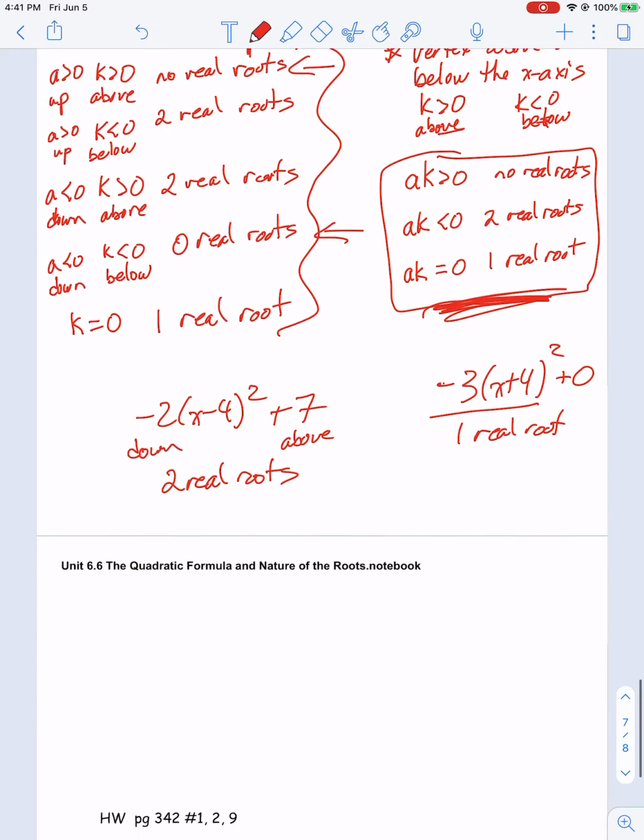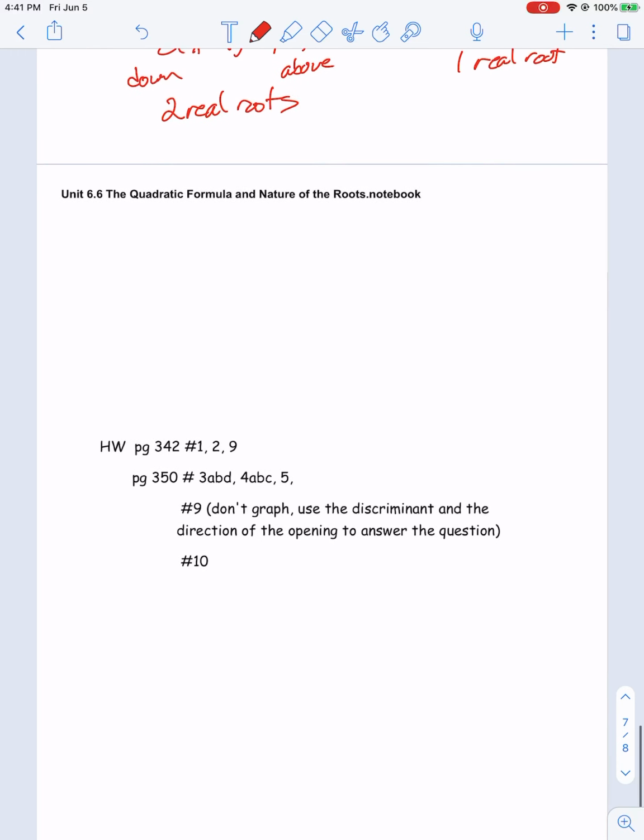Okay, so here's your homework. Page 342, numbers 1, 2, and 9. This all is on the quadratic formula. And page 350, 3ABD, 4ABC, 5 and 9 and 10. This is all on the nature of the roots.